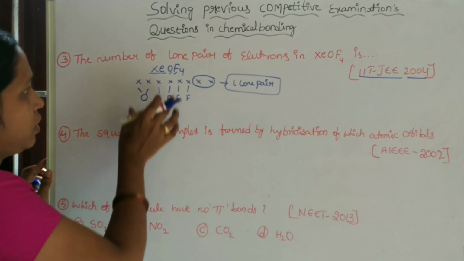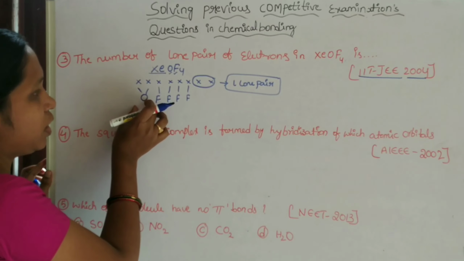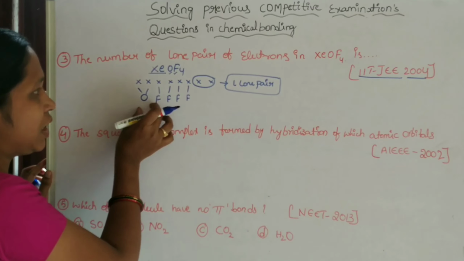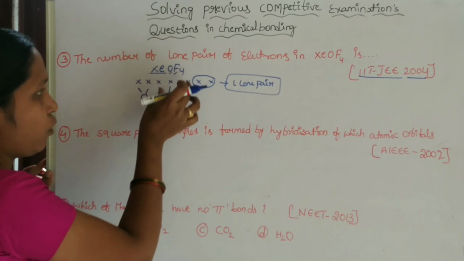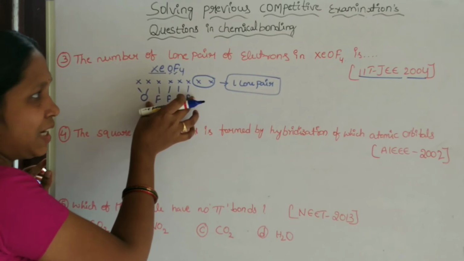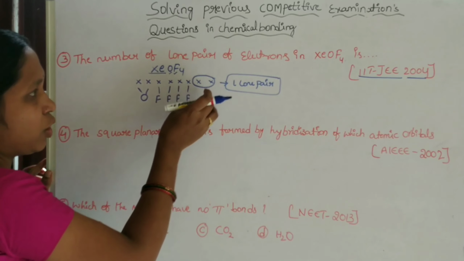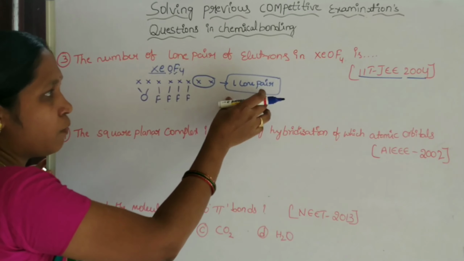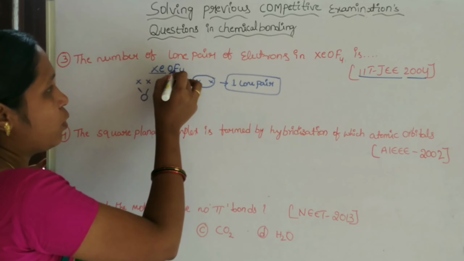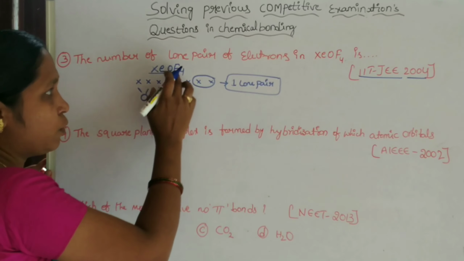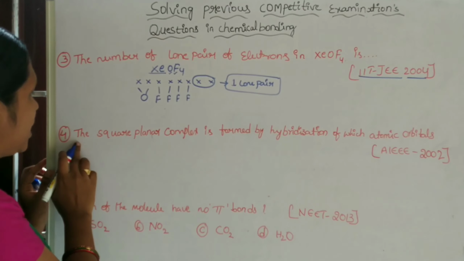Okay. Xenon has 8 valence electrons. In that, the oxygen combines with 2 valence electrons and each fluorine combines with 1 valence electron. 4 fluorines combine with 4 valence electrons. 4 plus 2, 6. So the remaining 2 electrons act as a lone pair of electrons. Means XeOF4 has one lone pair of electrons. And see the next one.